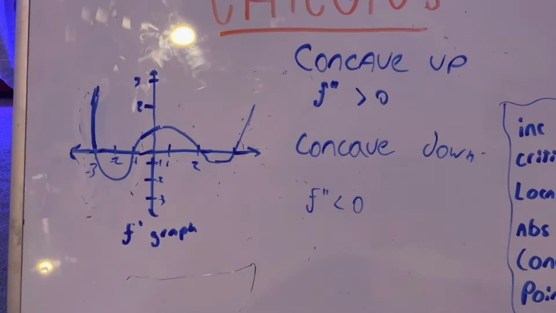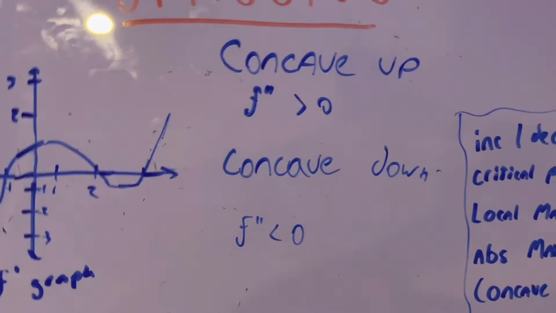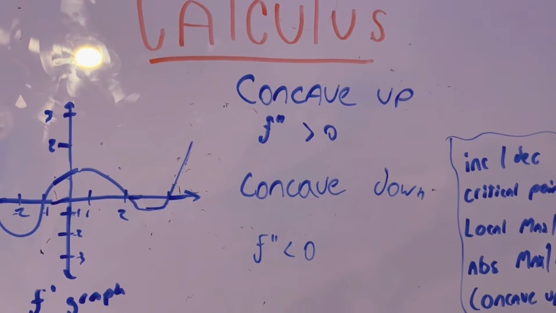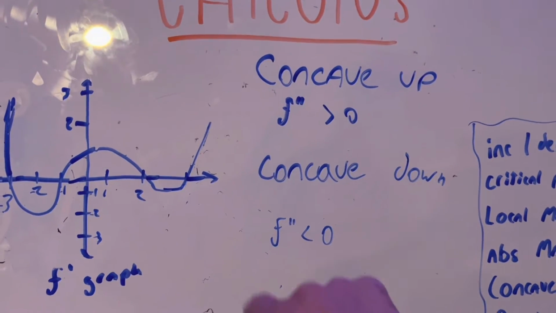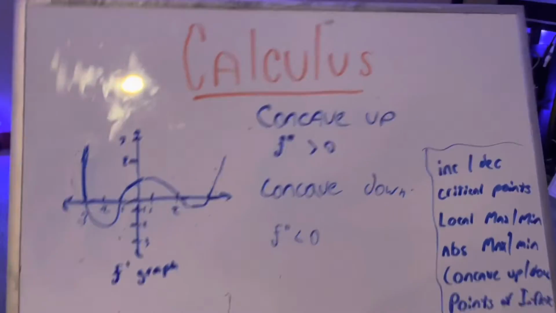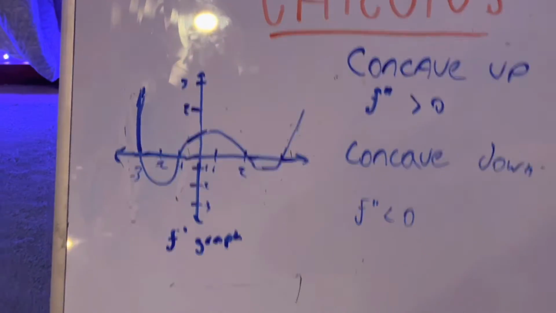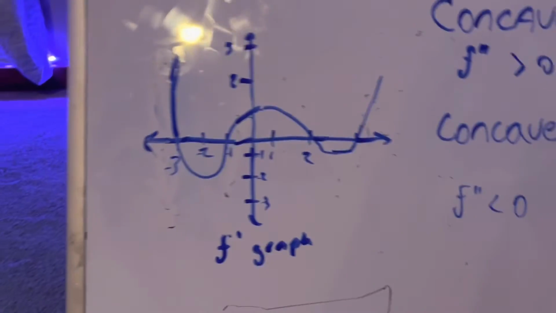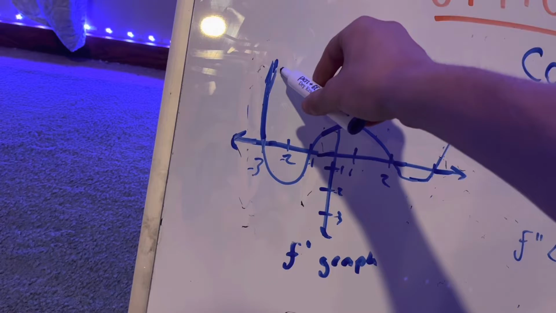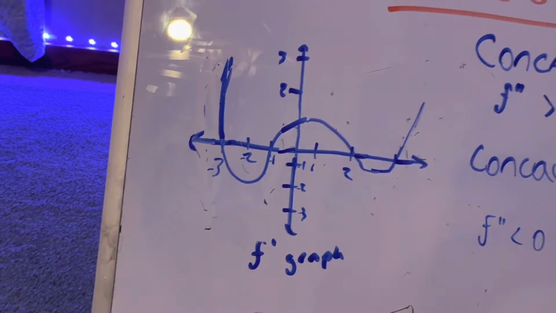Next, we'll be looking at concavity. And so concavity says that when f double prime is greater than 0, it is concave up. And when f double prime is less than 0, it is concave down. But since we're working with only the first prime graph, the way we look at it is we look at the actual rise over run slopes of each of the parts of the graph.